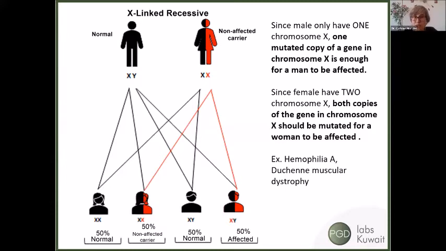This couple is not going to have any affected daughter. They can be carriers, but not affected. However, 50% of their sons can be affected by the disease. An example of this kind of disease can be Duchenne muscular dystrophy or hemophilia type A.